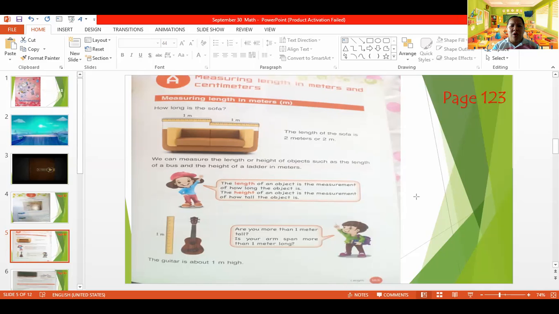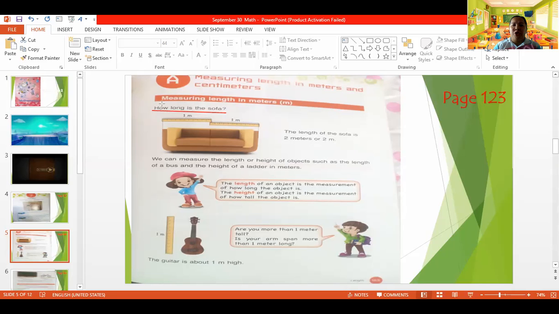So how do you know how many meters or how many centimeters there are? Later on, as we go on, you will know how we can convert a centimeter to meter and meter to kilometers. We tackle this one first. It tells you how long the sofa is.